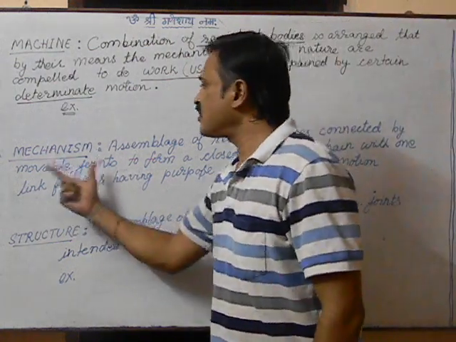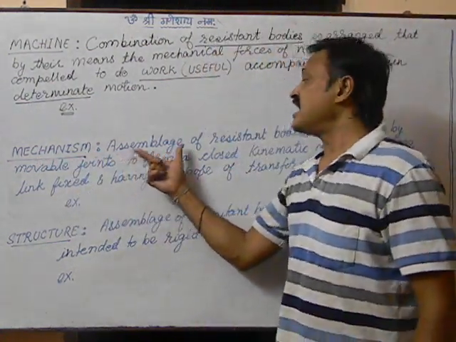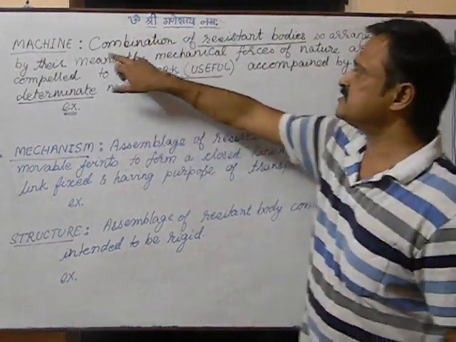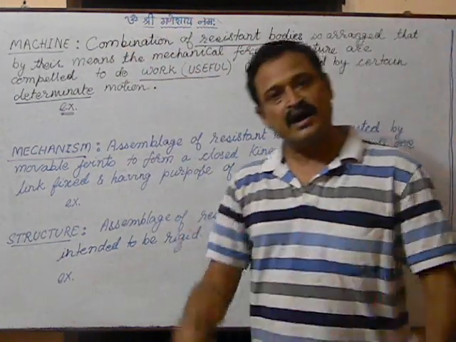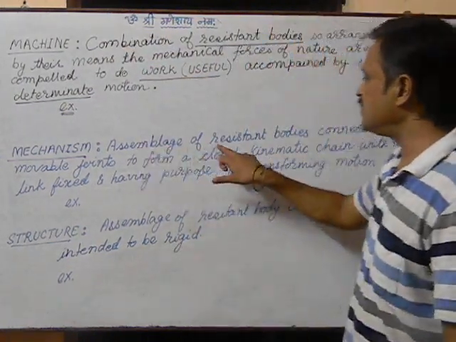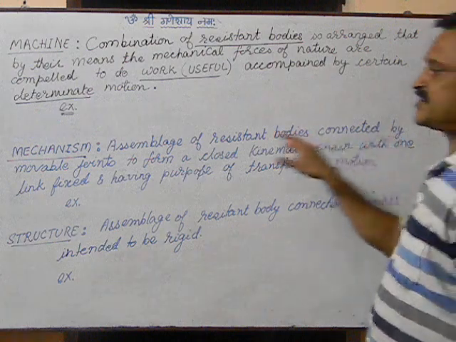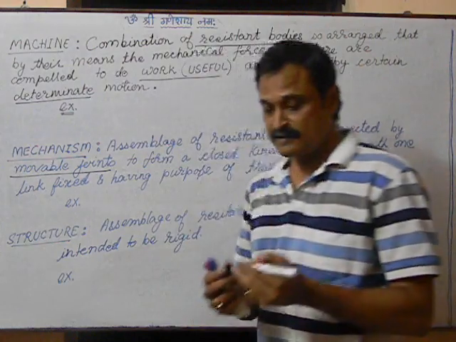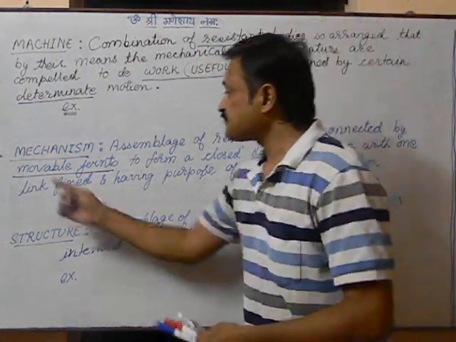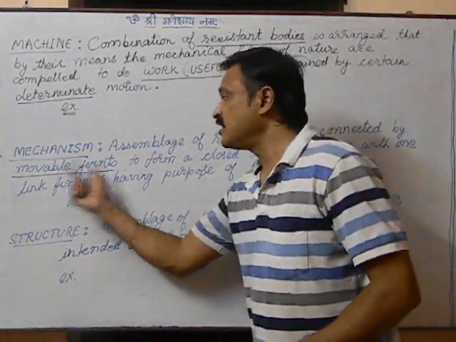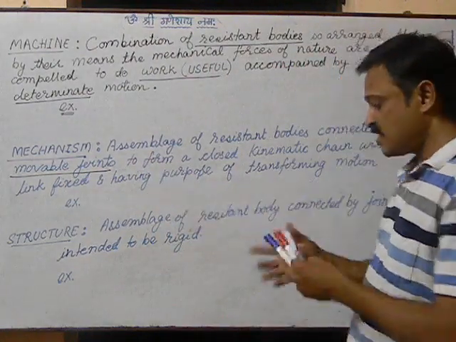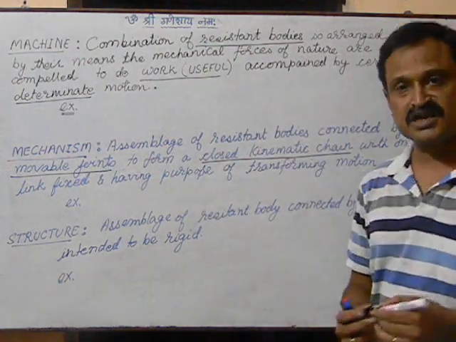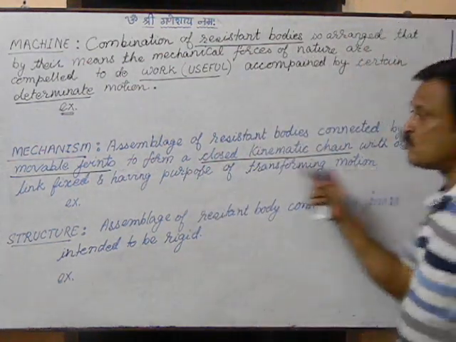How do we define mechanism? As assemblage of resistant bodies. If you compare these two things, combination is also assemblage of bodies together. So assemblage of resistant bodies connected by movable joints. In this case, one of the prime keywords is movable. The joints which are there are movable joints to form a closed kinematic chain. Again we will go through this term, closed kinematic chain with one link.